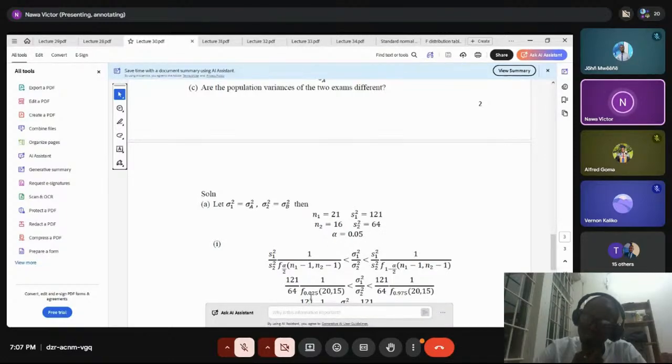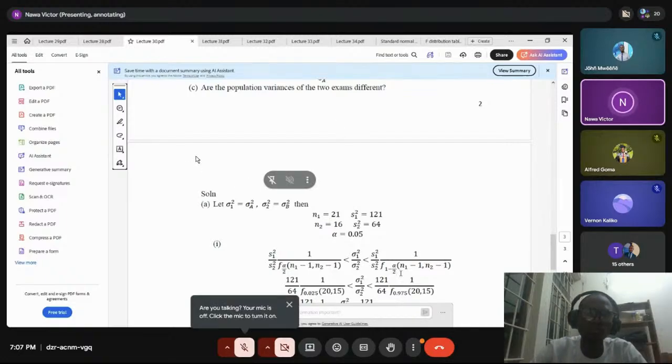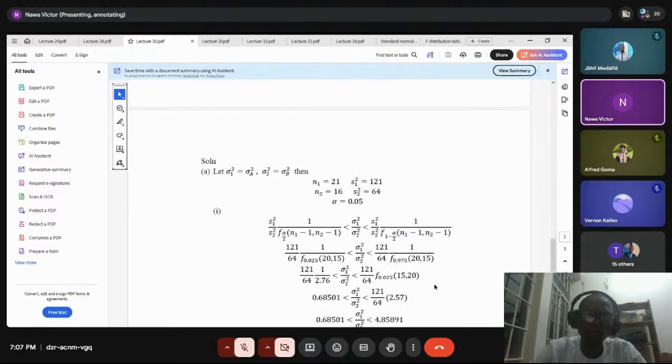So we're dividing that by F of 0.025, and then N1 is 21 minus 1 is 20, N2 is 16 minus 1 is 15. And then that's the ratio of the population variances. That's the same thing that we have there, except this is 1 minus alpha over 2, so 1 minus 0.025, which is 0.975, with 20 and 15 degrees of freedom, numerator and denominator.